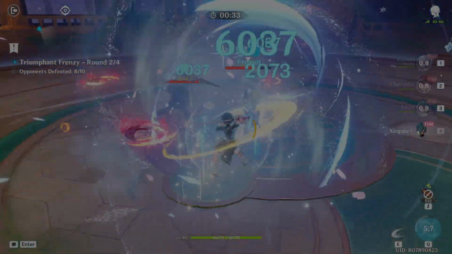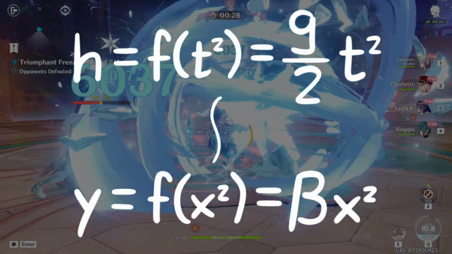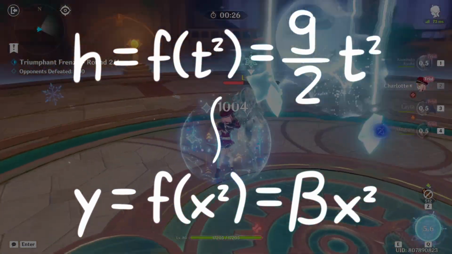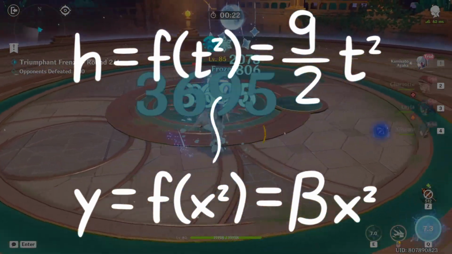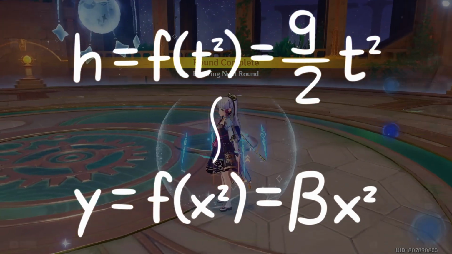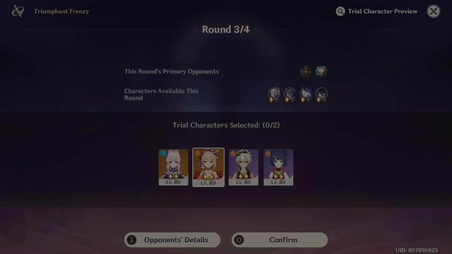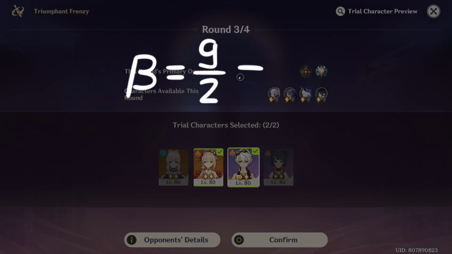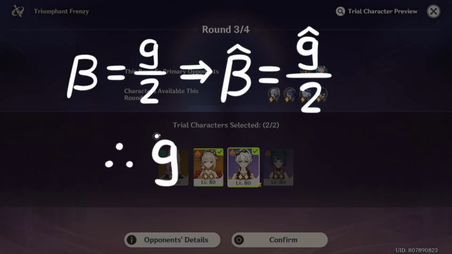Going back to our case, our equation takes the form of h is equal to a function of the time squared, or it's equal to g t squared divided by 2. If we put this back in the general case, y is equal to a function of x squared. So y equals beta times x squared. This implies that beta hat is equal to g hat divided by 2, or g hat is equal to 2 times beta hat.